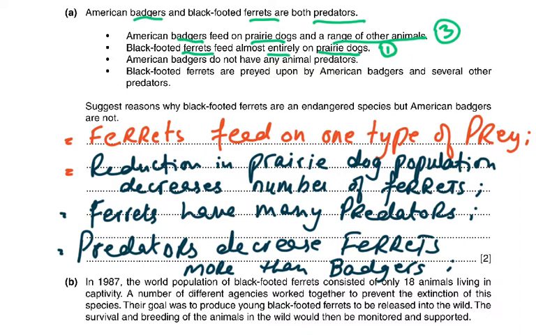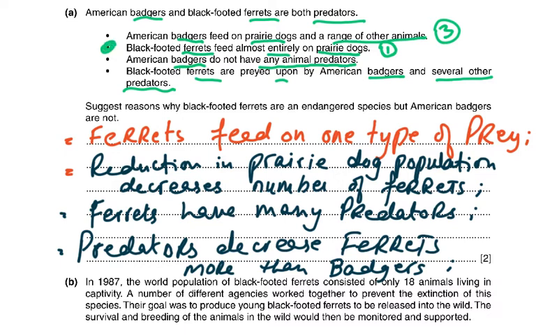So badgers do not have any animal predators, so nothing eats them. Ferrets are preyed upon by the badgers and several other predators. So ferrets are eaten by a large number of other animals. So read the question, understand it, do the story to yourself. Suggest reasons why ferrets are endangered but American badgers are not. So the question is giving it again: ferrets feed entirely on prairie dogs.